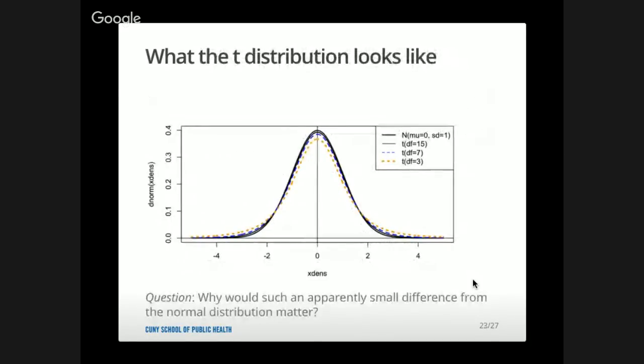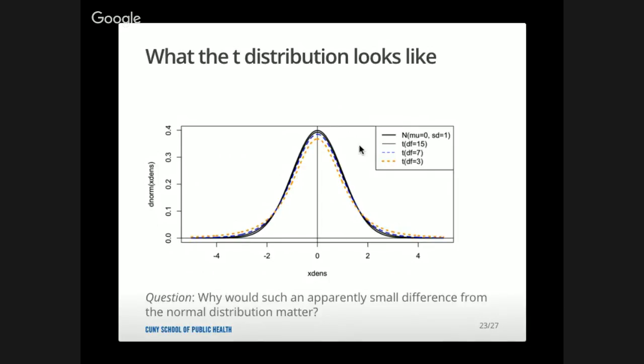And just to show you what that actually looks like, I've plotted here a normal distribution with mean 0, standard deviation 1, along with several t-distributions for differing degrees of freedom, which I'll talk a little bit about later. But generally, degrees of freedom correspond closely to your sample size. So 15 degrees of freedom, probably a sample size just a little bit greater than 15, and you see something very close to the normal distribution.